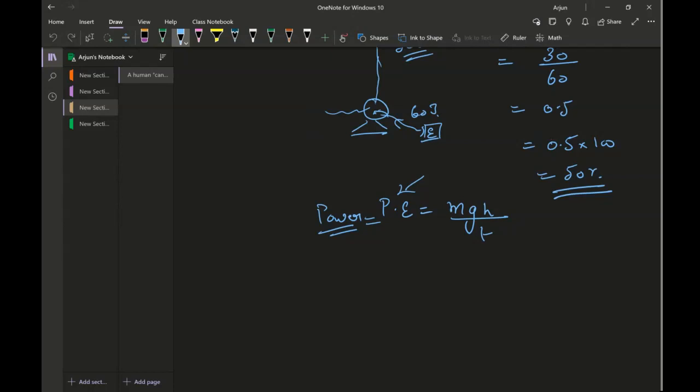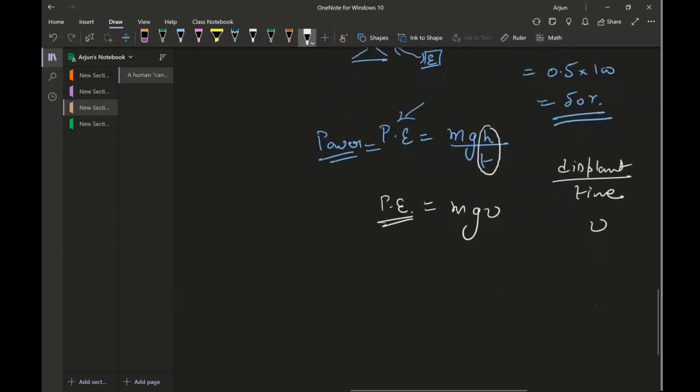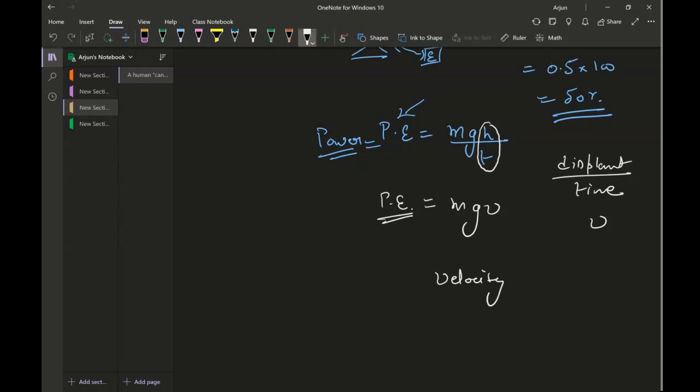Here is a very interesting concept: height divided by time. Height is displacement in the vertical direction, so displacement divided by time, if I see it carefully, converts into velocity, and then mgv. So what I'm trying to say here is, if you are given the velocity and you are not given the power, you can still find the power by using this formula. So the power is equal to mgv.